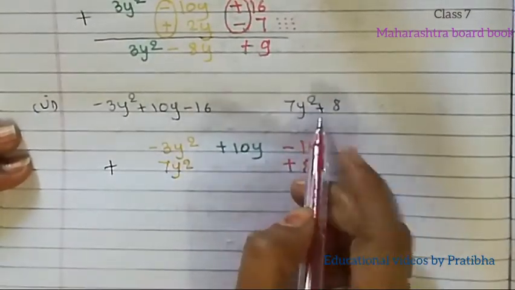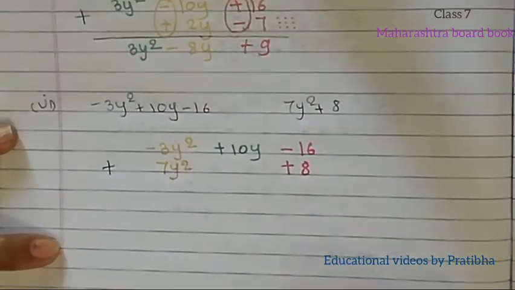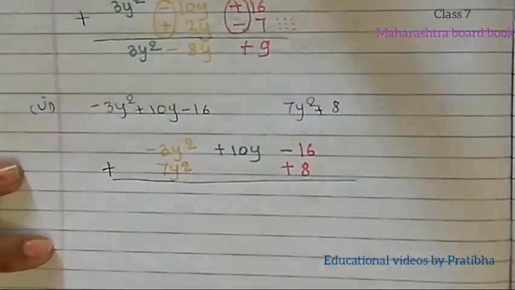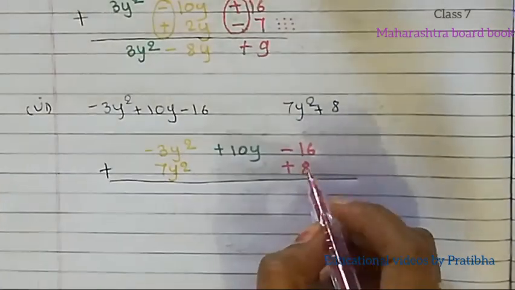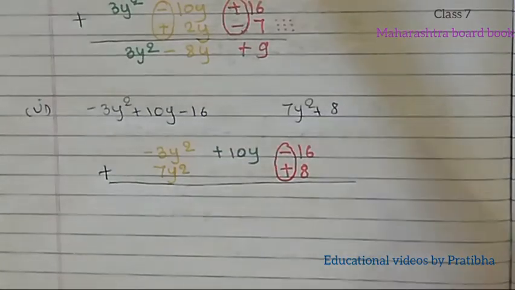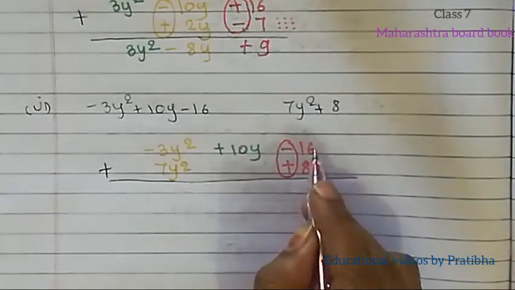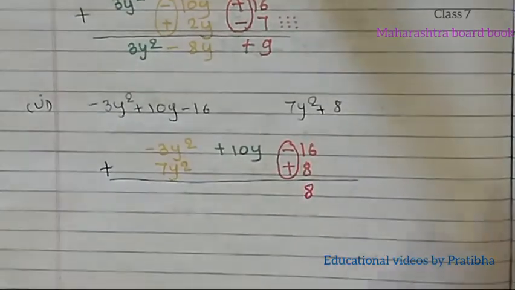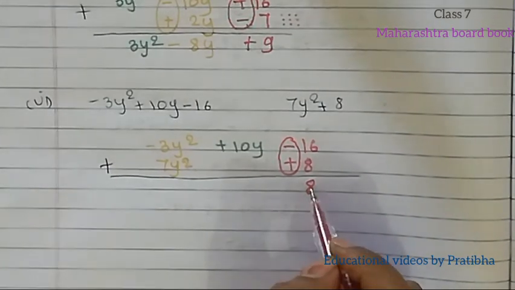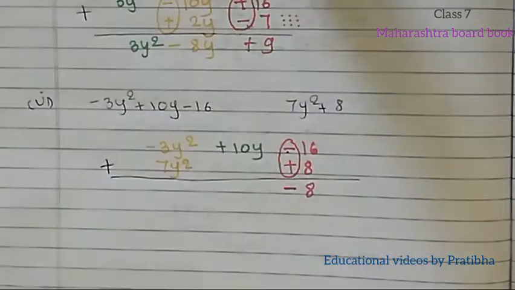In the middle, in 7y square plus 8, there is no term with y as the variable, so we are not going to write anything there. Okay, so let us start working on the solution. We will start with the constants. Again the constants are having unequal signs, so we have to do subtraction. 8 2s are 16, means 16 minus 8, our answer should be 8. We will be giving the symbol of the bigger number in front of our answer. The difference is 8 and the bigger number is 16, which is negative, so we are going to give minus sign in front of it.